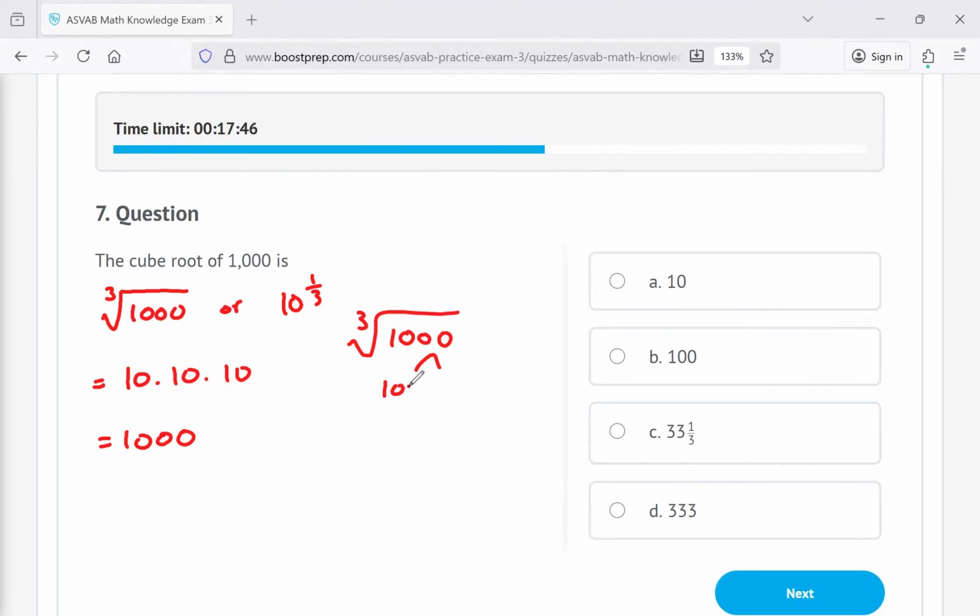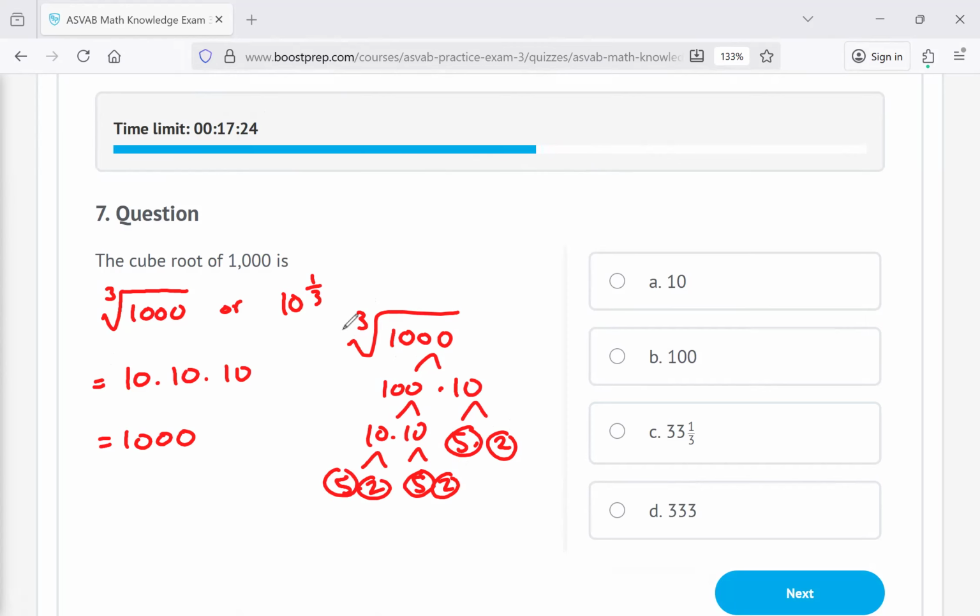I don't know, 100 times 10. And then collect your prime numbers. 10 is not prime. 10 can be broken down as 5 and 2. 100 is not prime. It can be broken down as 10 and 10. And then 10 can be broken down as 5 and 2.